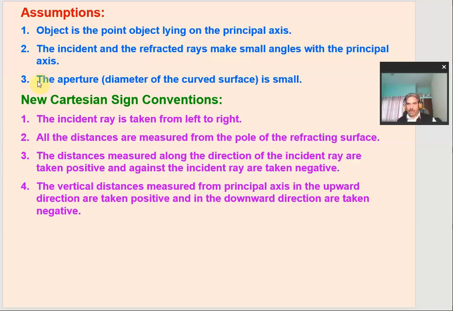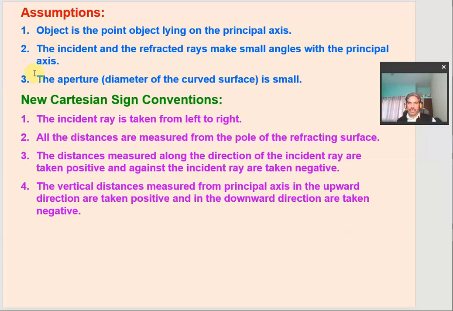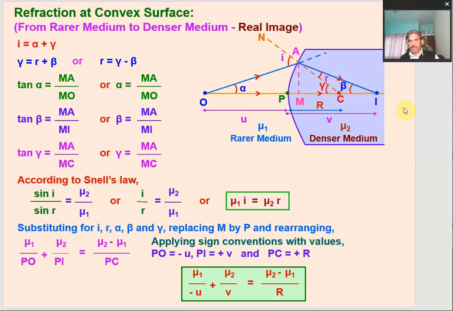And also the third assumption which we make here in order to discuss further is that the aperture of this spherical refracting surface is taken as very small. This is the aperture. We take the aperture to be very small because only in that case will the angles remain quite small. So in order to discuss further, we make use of these three assumptions. Now let us proceed in order to derive and understand a very important formula related to this spherical refracting surface.